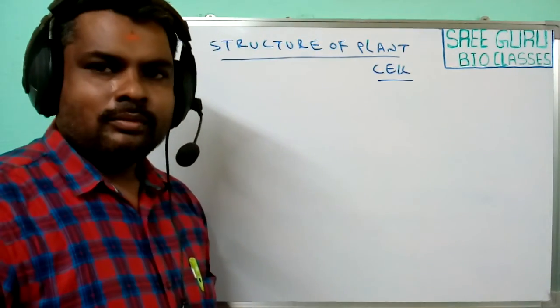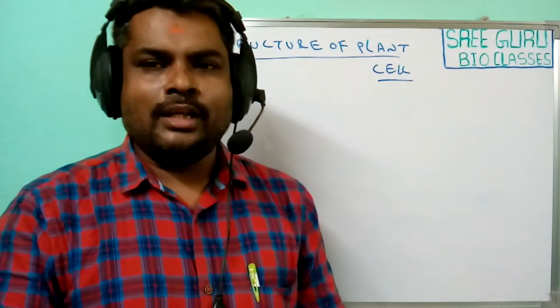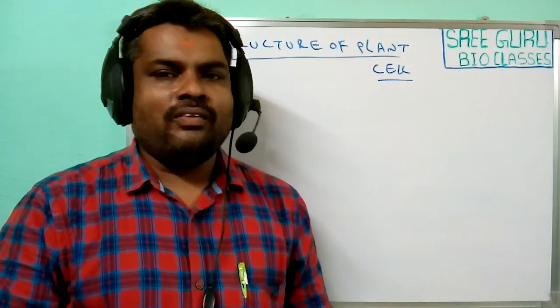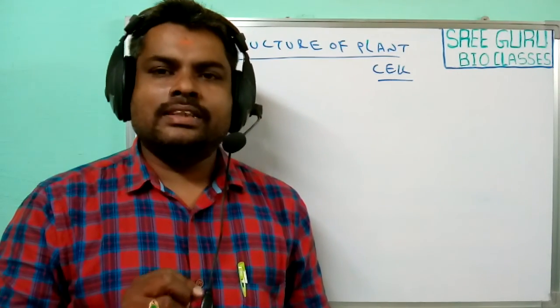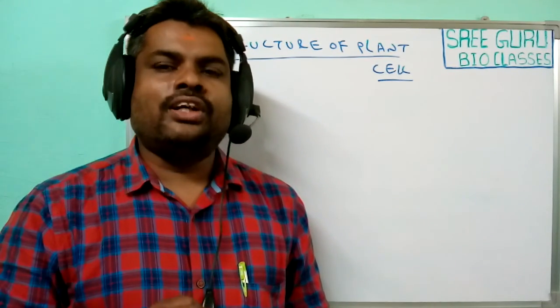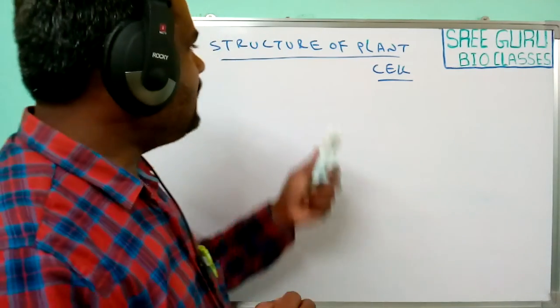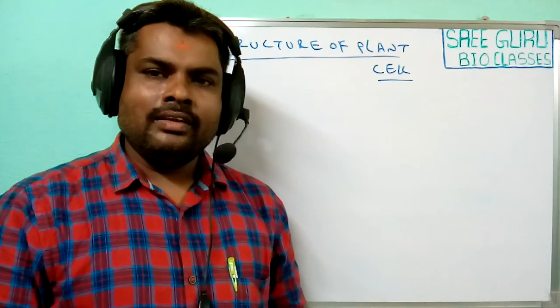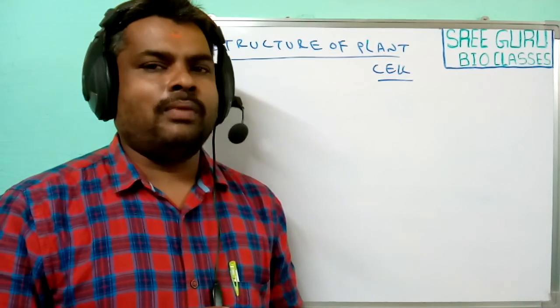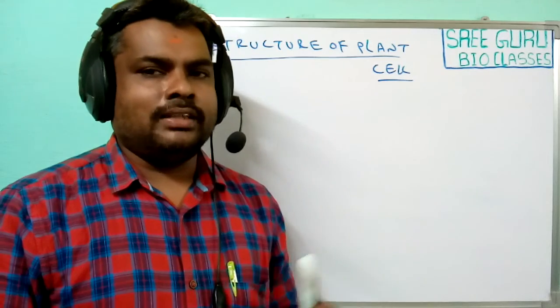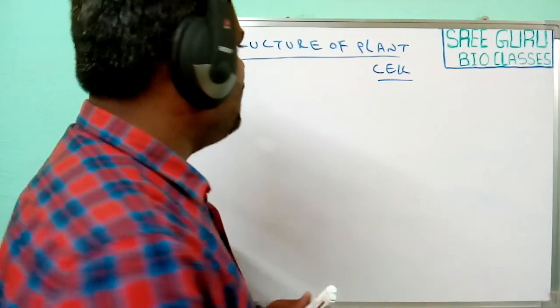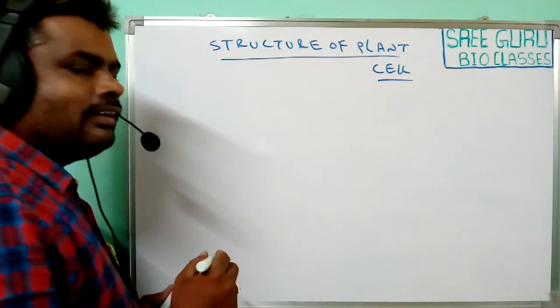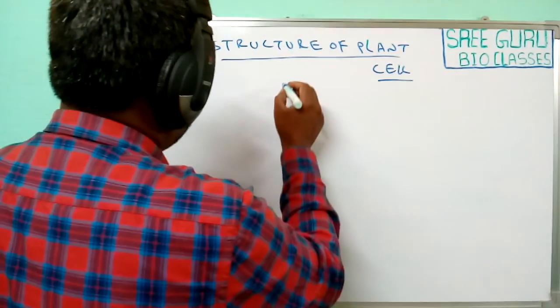As we know, all living organisms are made up of cells. So the cell is the structural and functional unit of all living organisms. Now look at the structure of the plant cell. The cell which is present inside the plant is known as a plant cell. Now look at the structure of a plant cell under the electron microscope.